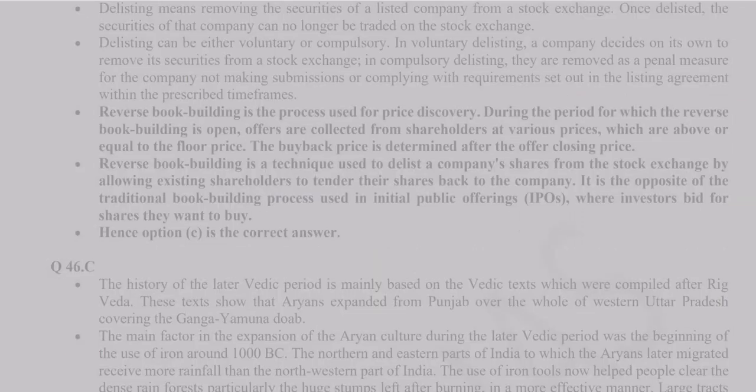Delisting means removing the securities of a listed company from a stock exchange. Once delisted, the securities of that company can no longer be traded on the stock exchange. Delisting can be either voluntary or compulsory. In voluntary delisting, a company decides on its own to remove its securities from a stock exchange. In compulsory delisting, they are removed as a penal measure for the company not making submissions or complying with requirements set out in the listing agreement within the prescribed timeframes.